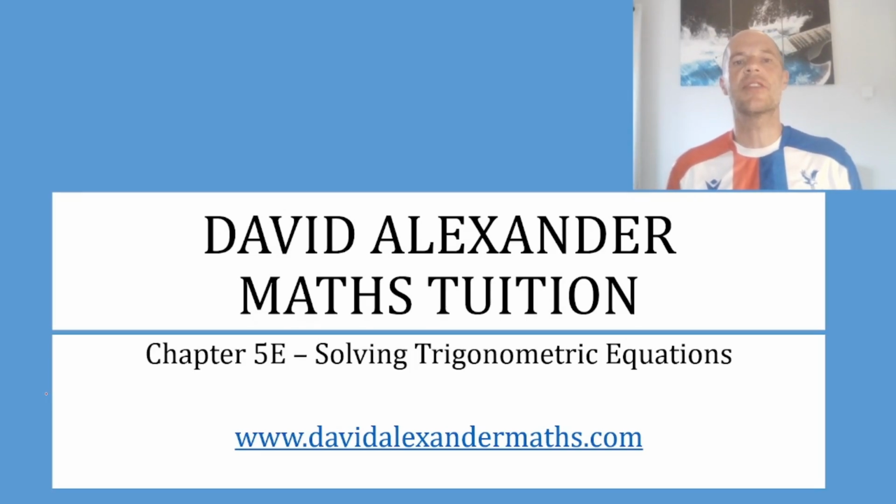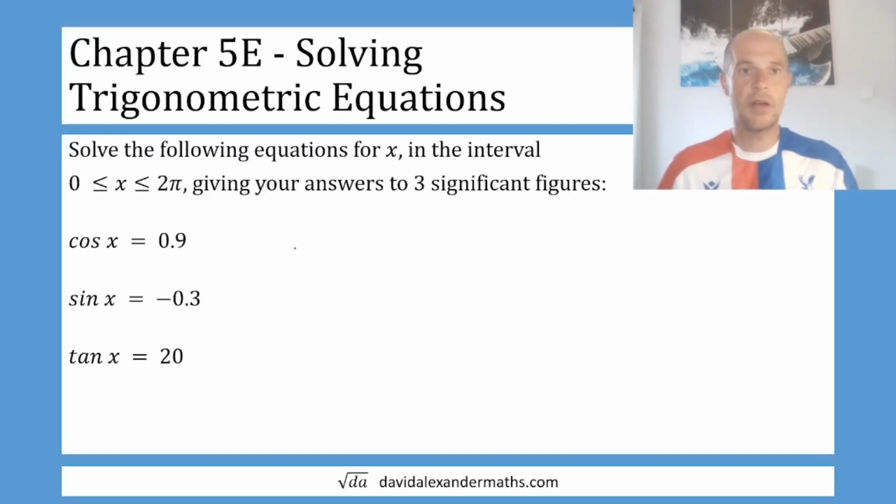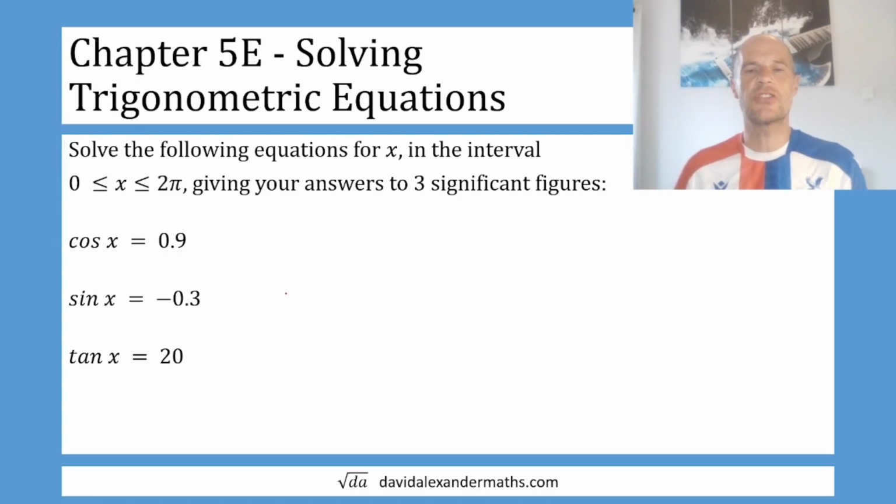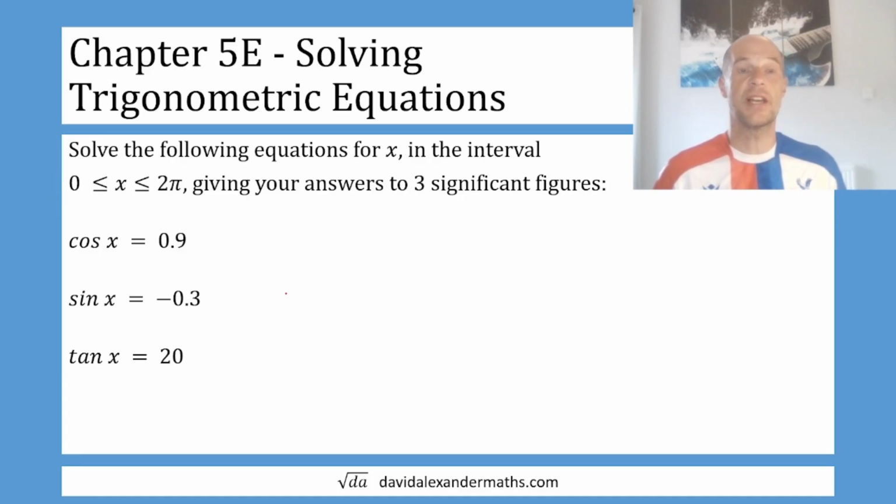This is chapter 5e on solving trigonometric equations. The good news is with this chapter, it shouldn't be anything that you haven't done already in year 12. You would have done some solving of trigonometric equations in year 12, but in degrees. This time we're just doing it in radians. The only difference is you need to make sure that your calculator is set to radians. So make sure it's set to radians.